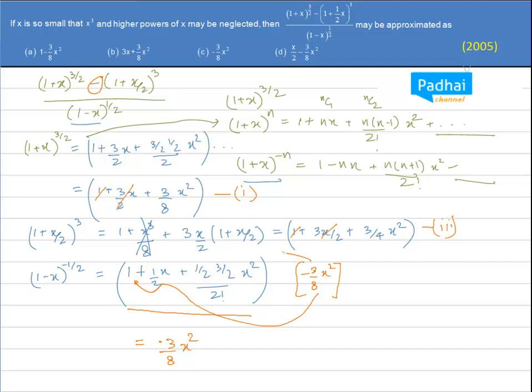Now if I multiply this term with this, it will get x cube, and this term with this term, it will get x raised to power 4, which we have already been told in the question that we can neglect the terms of x cube and higher. So the net answer becomes this only. That means the answer is minus 3 by 8 x square. Let's see which is the option: it is option C. Hence option C was the correct answer in the paper.